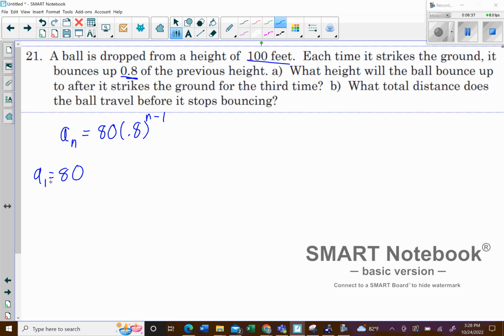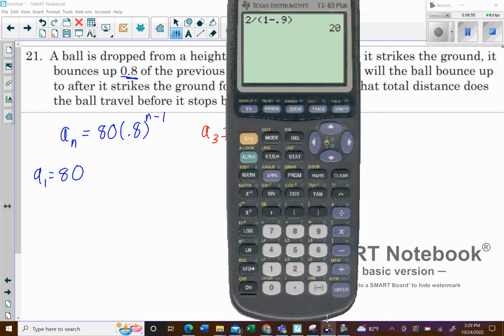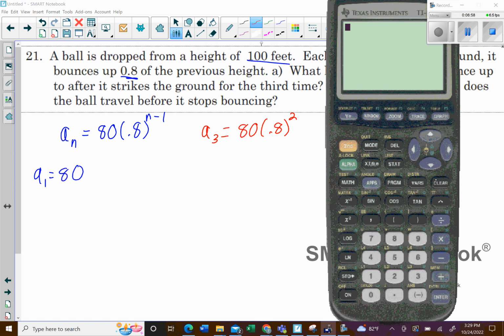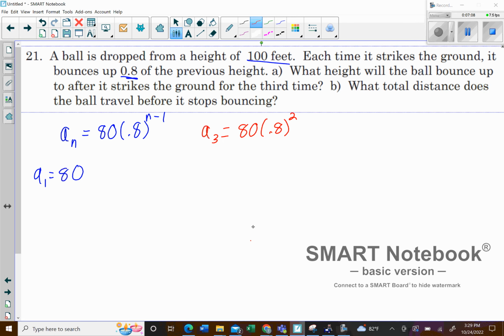And so then let's see, part A says, what height will the ball bounce up after it strikes the ground for the third time? And so we'll find a sub 3. So we're going to have 80 times 0.8 raised to the power of 2 once I subtract the 1 from it. And we'll go ahead and put this in the calculator here. 80 parentheses 0.8 raised to the power of 2. And so we get about 51.2. Okay, so that wasn't bad.